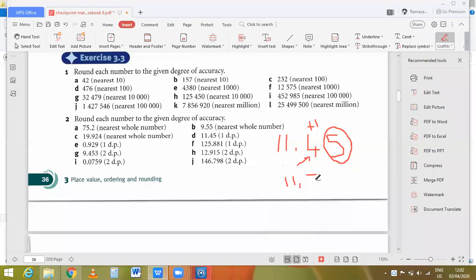The answer is going to be 11.5. Again, ask yourself, at the first decimal place, either the answer is going to be 11.4 or 11.5. So the answer is 11.5.